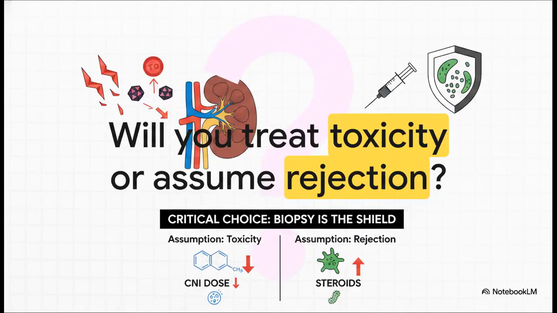I'll leave you with this provocative thought. When the margins are this incredibly thin and a patient's creatinine is climbing daily, which mechanism will you bet the patient's graft on? Are you going to assume rejection and hammer them with steroids, risking further opportunistic infections, or assume CNI toxicity and lower the dose, risking an unchecked CD8 T-cell attack? The biopsy is your only definitive shield against a catastrophic error. Master these parameters and you master the ward. Keep reviewing, keep integrating, and I'll see you in the next explainer.